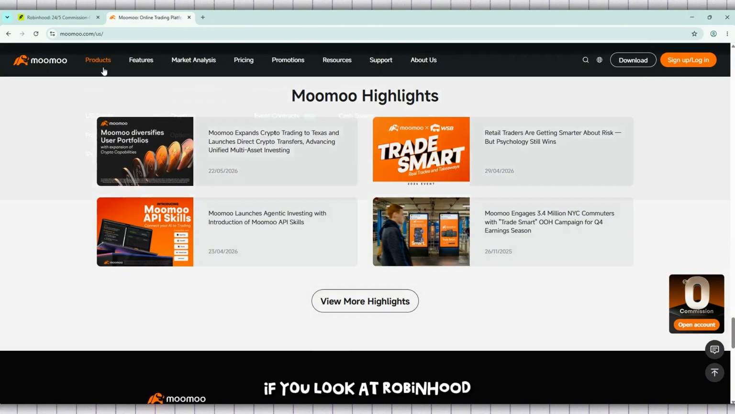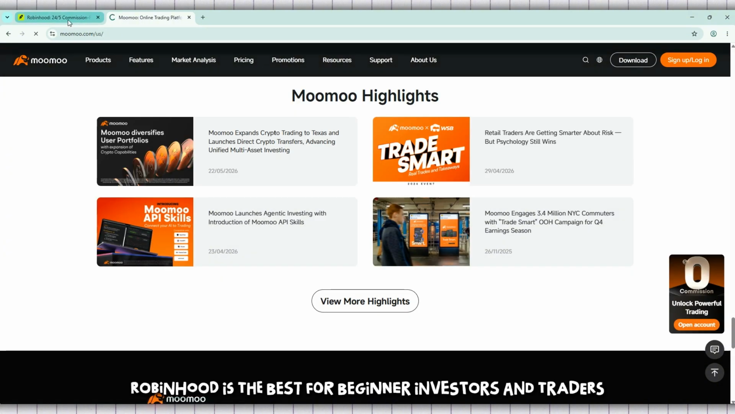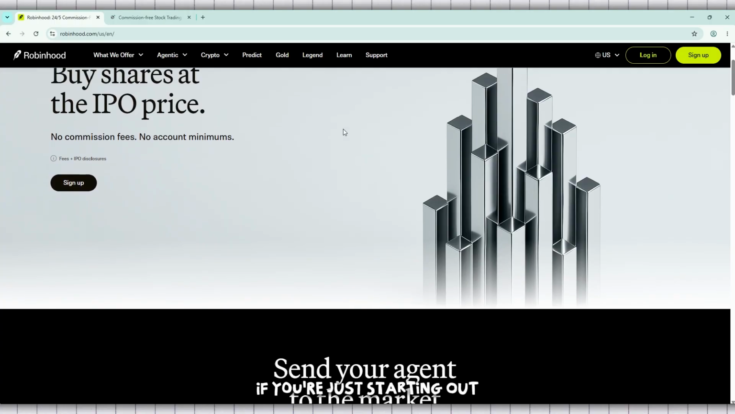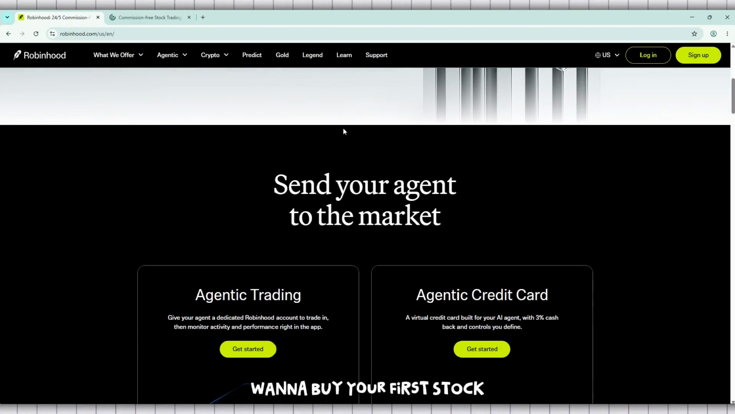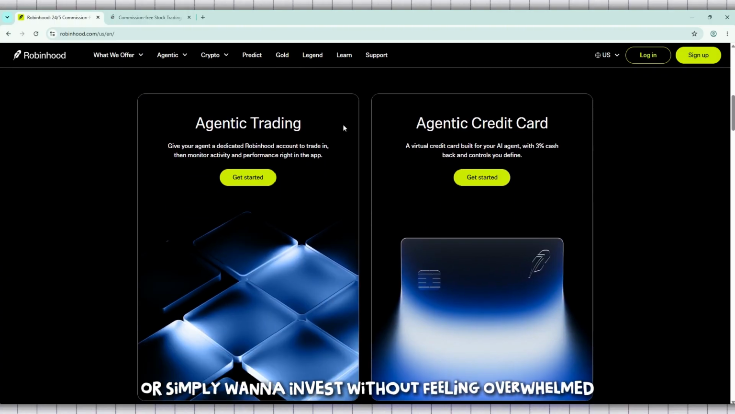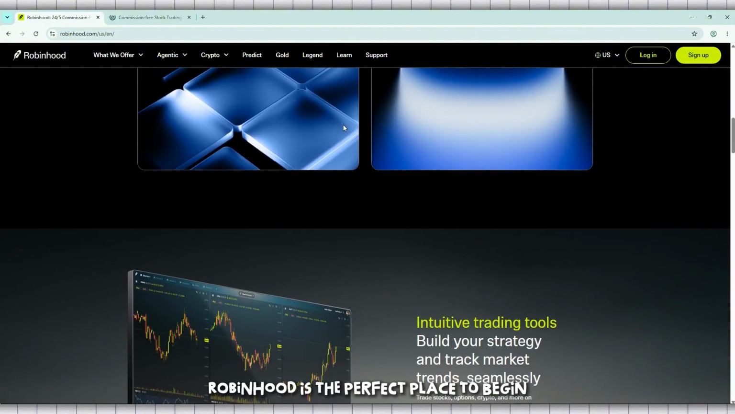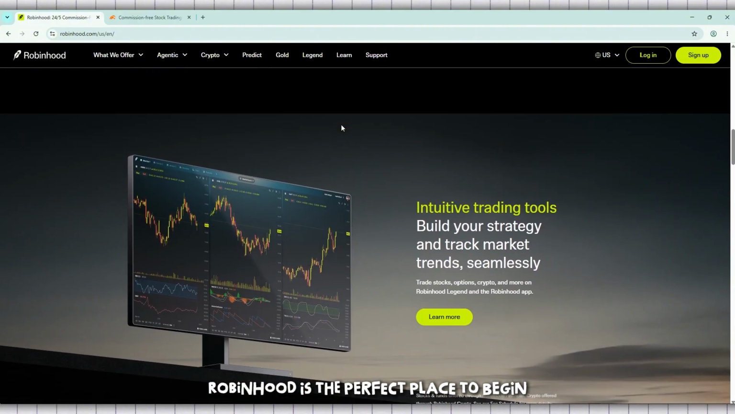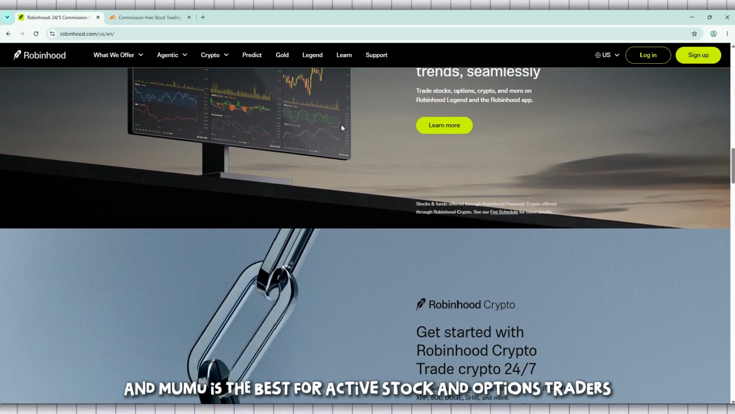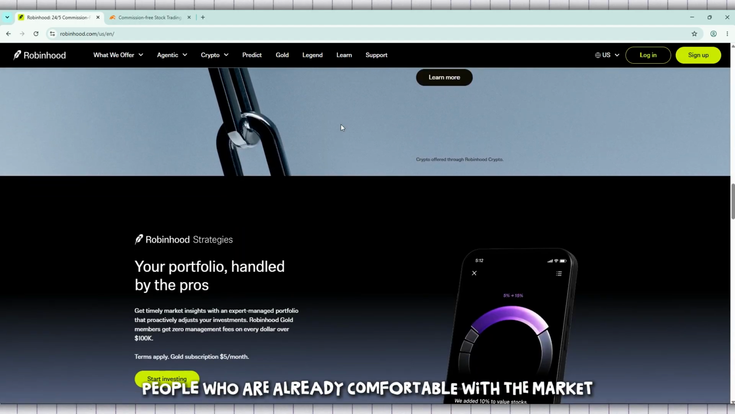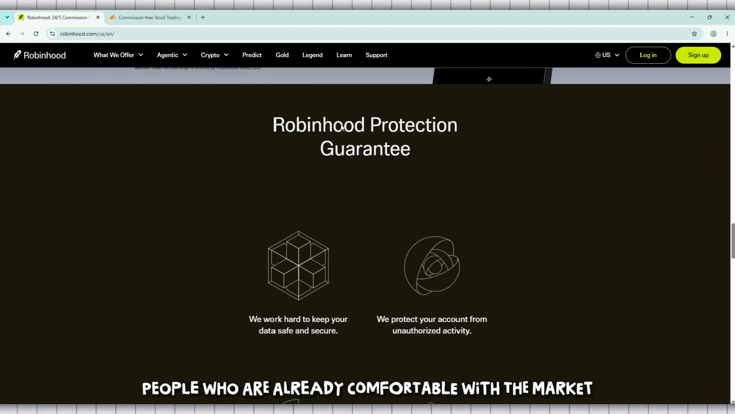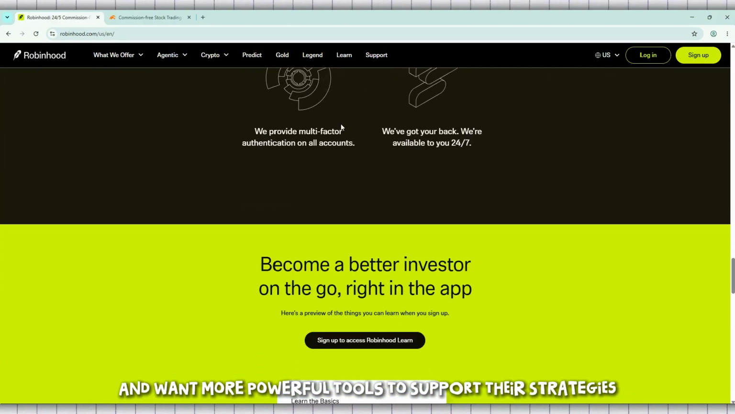If you look at Robinhood, Robinhood is the best for beginner investors and traders. If you're just starting out, want to buy your first stock, or simply want to invest without feeling overwhelmed, Robinhood is the perfect place to begin. And MooMoo is the best for active stock and options traders, people who are already comfortable with the market and want more powerful tools to support their strategies.